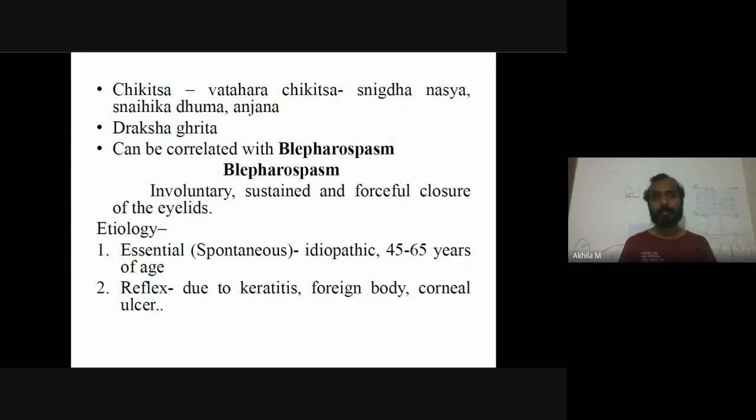Let us see what blepharospasm is. There are some etiological factors: spontaneous, essential or idiopathic causes after some age, 45 to 65 years of age. This will arise spontaneously. Or due to reflex reactions: if there is any foreign body, injury or ulcer over the cornea or conjunctiva, because of inflammation or infection, there arises some blepharospasm, an involuntary sustained forceful closure of the eyelids. Due to keratitis, foreign body or corneal ulcer, blepharospasm arises.